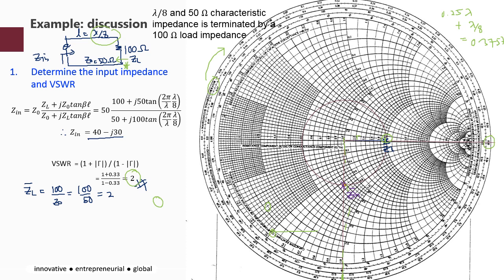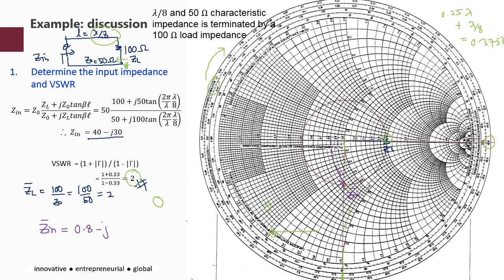Okay, and then read through the real and imaginary part of the Z in. So it lies in there. So your normalized Z in is equal to 0.8, and it is at the bottom, minus J.